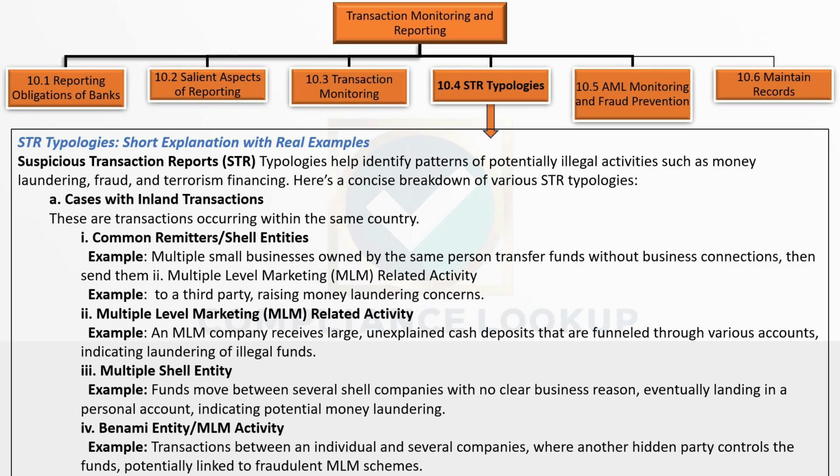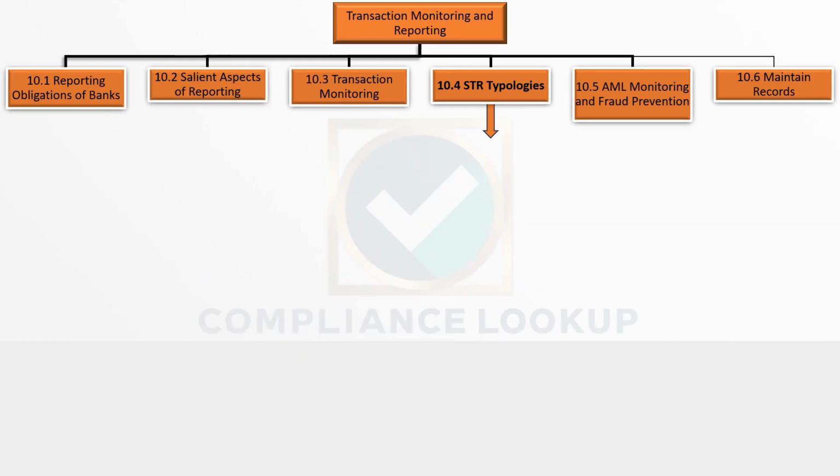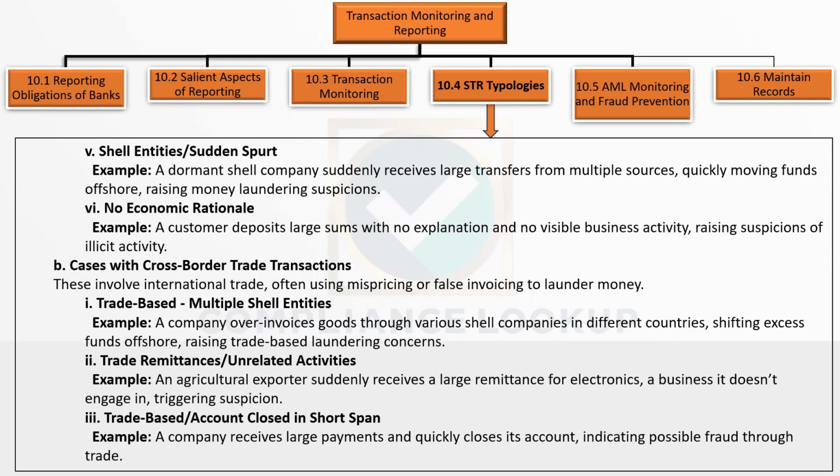The companies are also linked to an MLM scheme suspected of defrauding investors. Fifth, shell entity sudden spurt. A sudden spike in financial activity within an otherwise dormant shell entity raises suspicions. Example: a shell company with no substantial transaction history suddenly starts receiving large transfers from various sources. Upon further inspection, the funds are quickly moved offshore, suggesting money laundering.